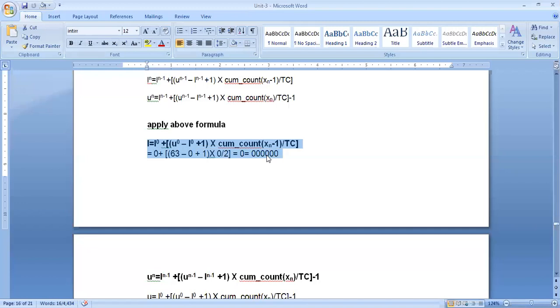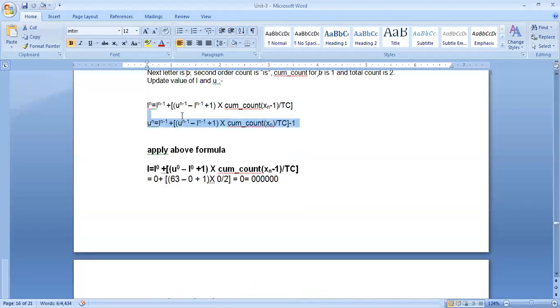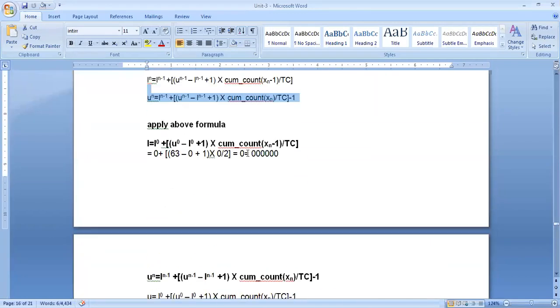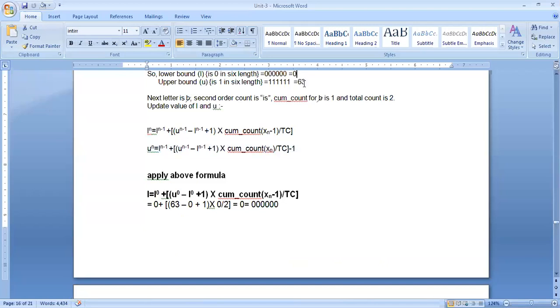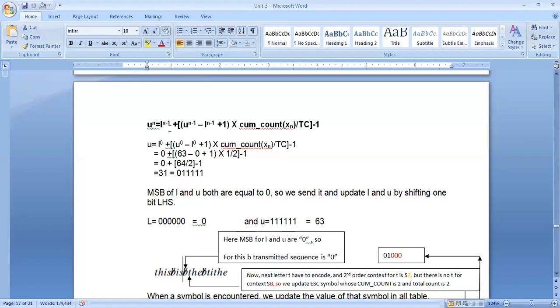In the same way, we calculate the upper bound for the next order. Here is the formula which we have read, the same formula, and we apply the values. The lower bound is 0 and the upper bound is 63 for the previous case. So we apply lower bound 0, upper bound 63, lower bound 0 plus 1, multiplied by the cumulative count of xn, which means the cumulative count of B cross, and we have seen that the cumulative count of B cross is 1, and divided by total count, which was 2.